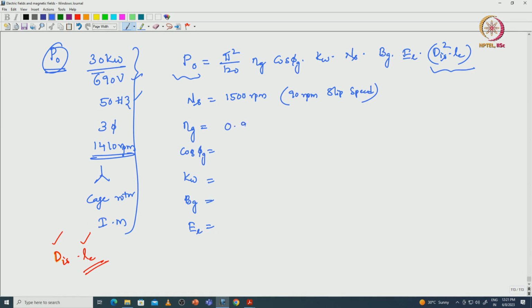Let us consider the efficiency is 0.9 or 90%, the power factor also 0.9, and the winding factor is 0.955. For magnetic loading, the peak value Bg is 1.57 Weber per meter square, I am assuming here, and the average flux density we can take as 0.5. And electric loading is 30,000 ampere per meter, or 30 ampere per millimeter.